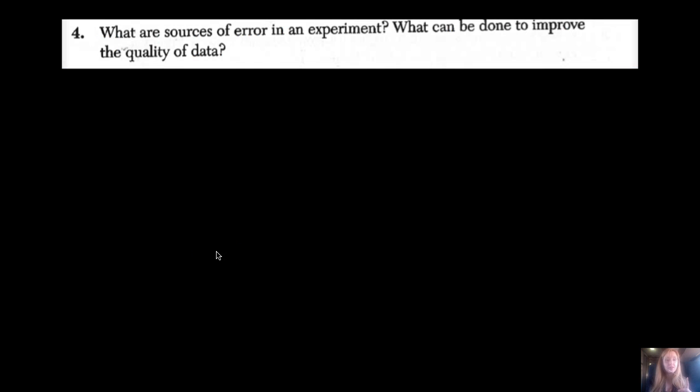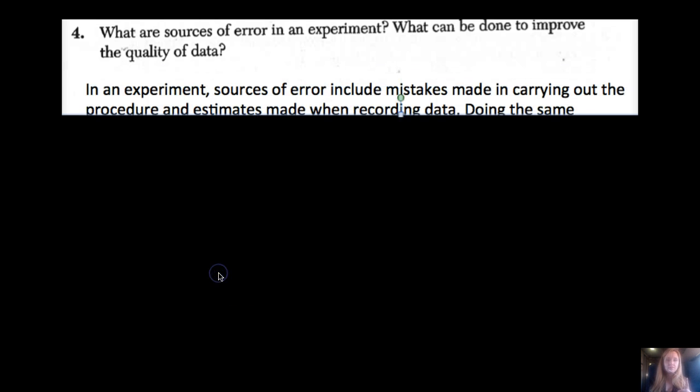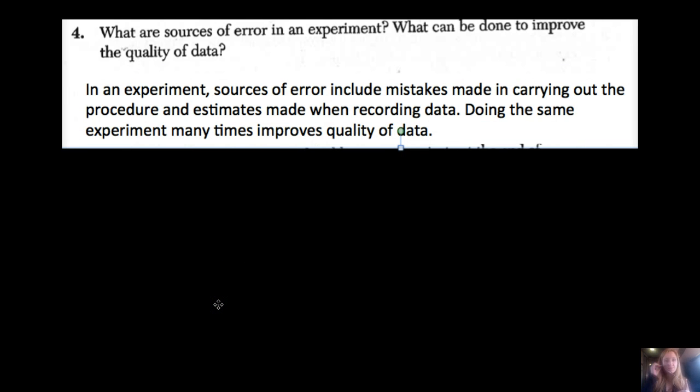What are some sources of error in an experiment? What can be done to improve the quality of data? So there are so many sources of error. Sources of error in an experiment could include mistakes made in carrying out the procedure. Like you could have put extra water in, you could have dropped something a little bit, you could have forgotten about it one day. It could be about estimates made when recording data. It could be you measured it incorrectly. You could have even just done your math incorrectly. So when you do it many times over again, it reduces the amount of error that happened, or it reduces the chance that that mistake will happen twice.